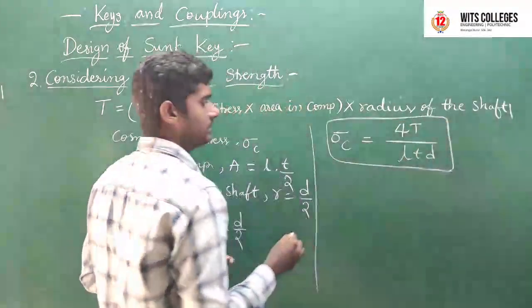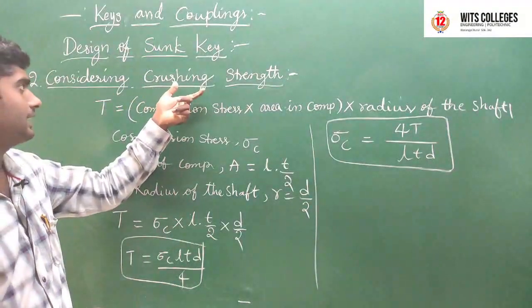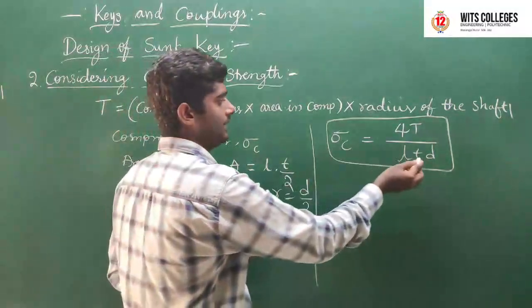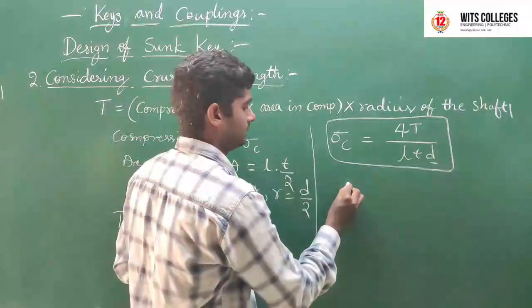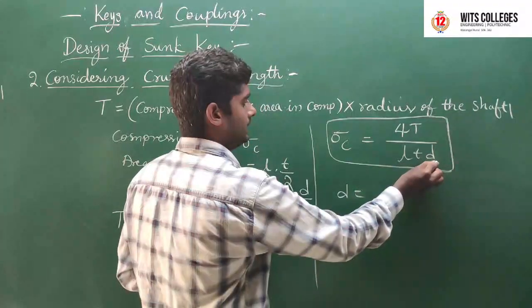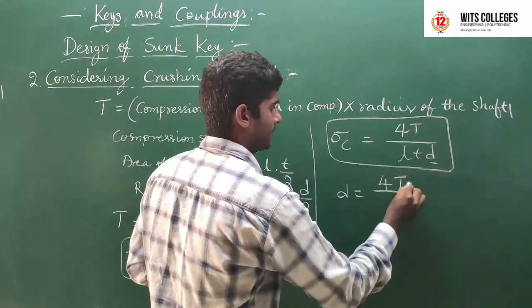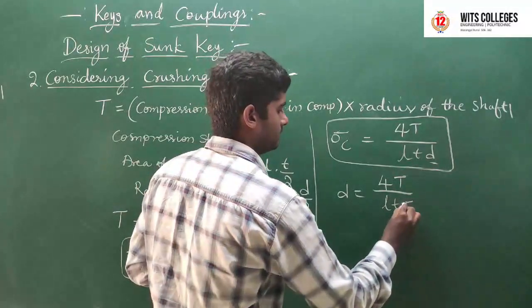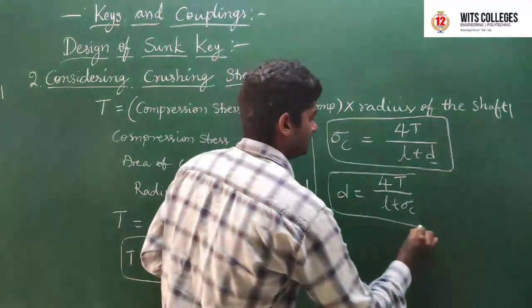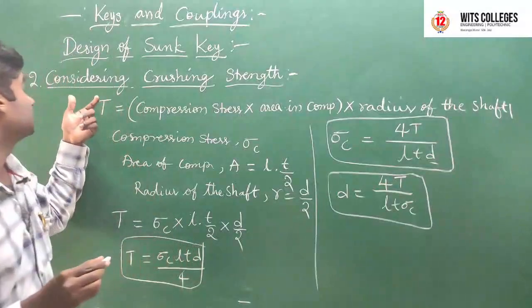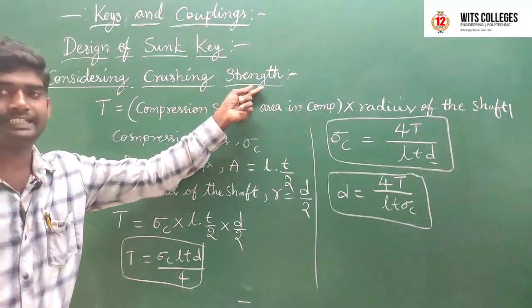Okay, let's find out D using crushing strength. D is equal to 4T by L T sigma C. Okay, this is considering crushing strength.